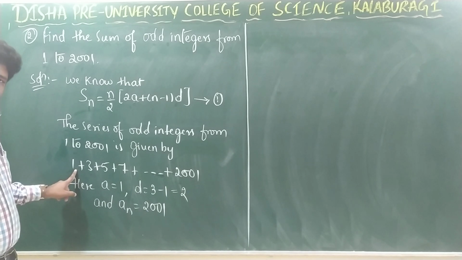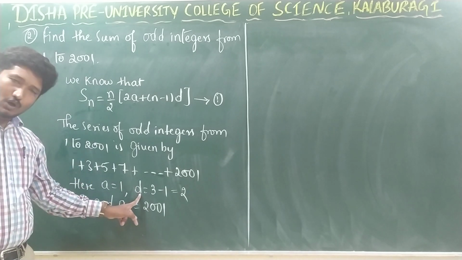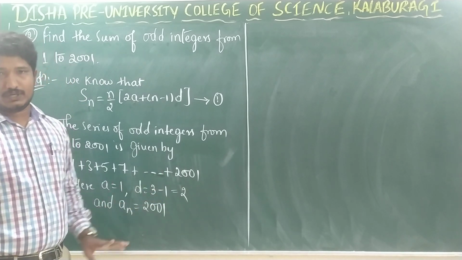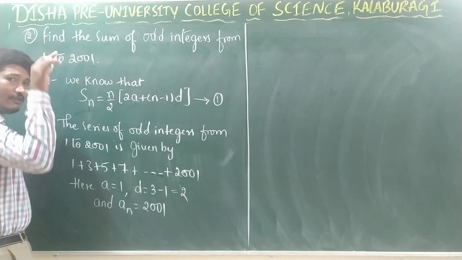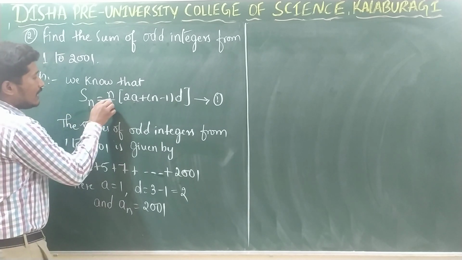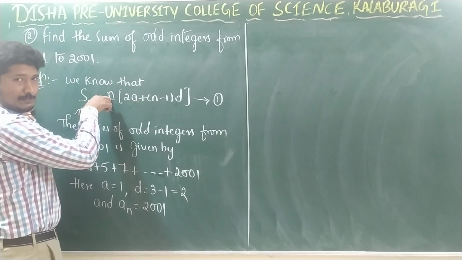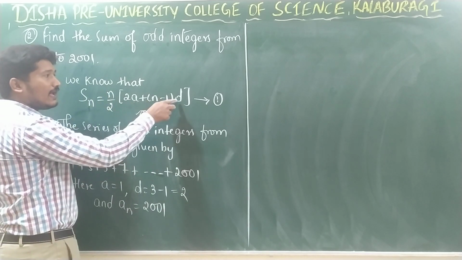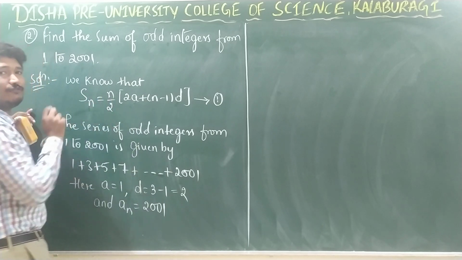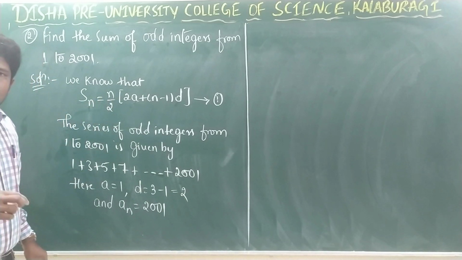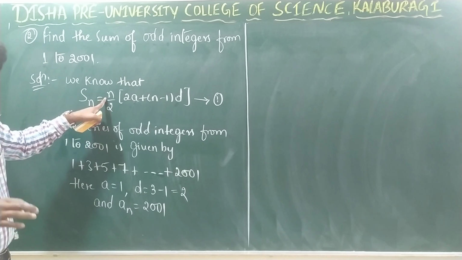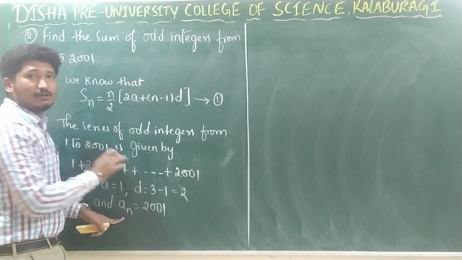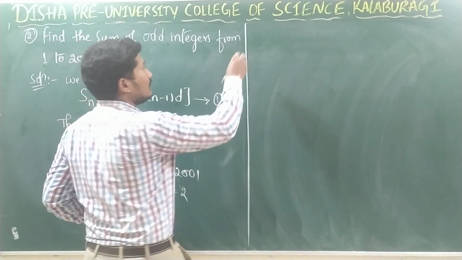So I hope you understood. This is the first term. a2 minus a1 will be our common difference, and we are also given the last term of the arithmetic progression. So what value do we have to find now? We have to find the value of n. To calculate the sum, we already have the value of a as well as d, but we should know the value of n. So how to calculate the value of n?